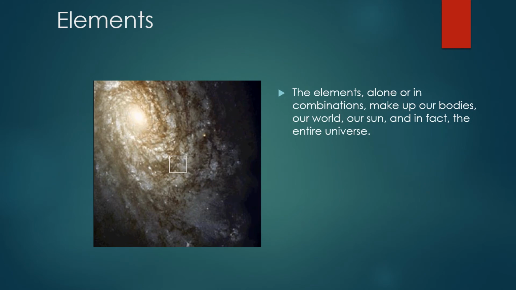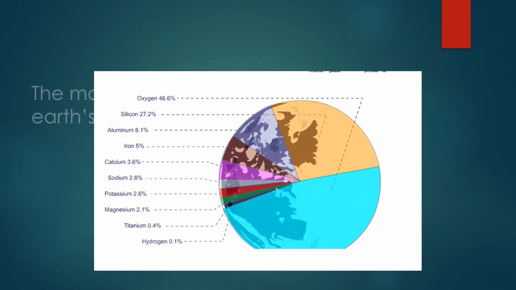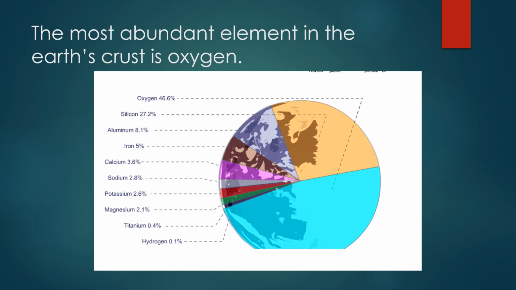Now the elements, alone or in combination, make up our bodies, our world, our sun, and in fact the entire universe. Whatever naturally occurring elements are present, they may be in a combined state, in an oxide form, or in some other form. Then you can see here how abundant they are.